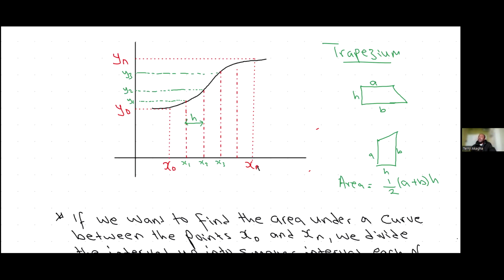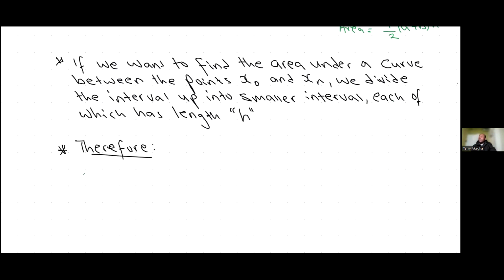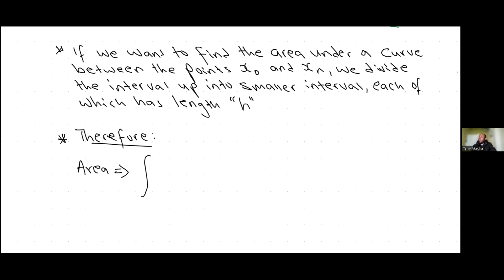All right, so how do you now find it? To find the area, how do you get the area? The area is going to be equal to the integral sign. So we're going to integrate between xn and xo. xn is going to be the upper limit, xo is going to be the lower limit, and we're integrating the particular function with respect to x, which will be equal to 1/2.